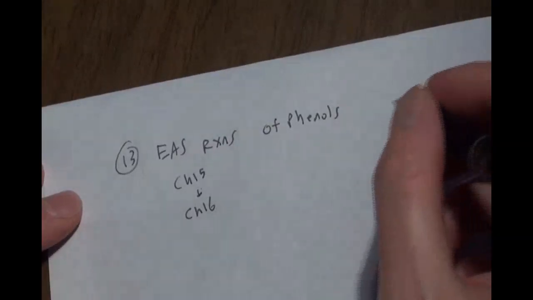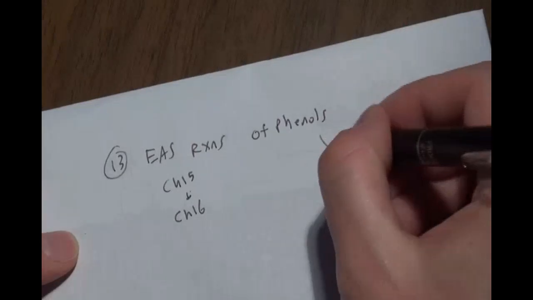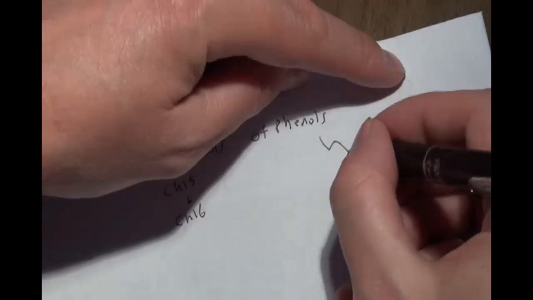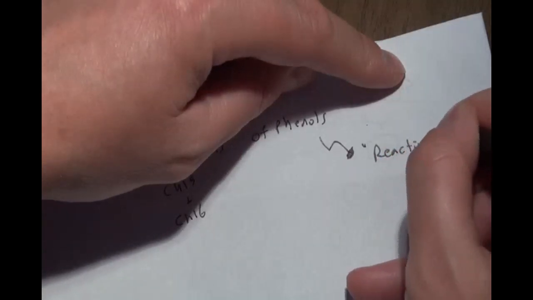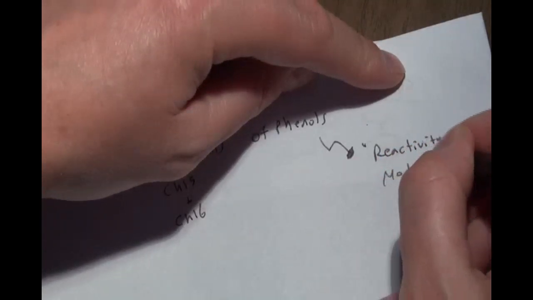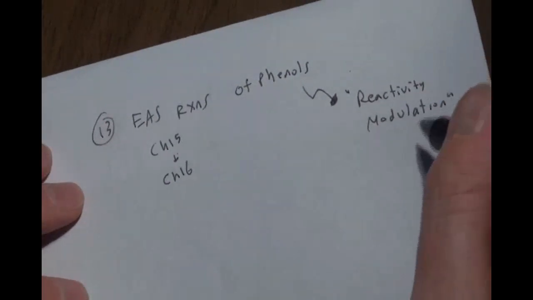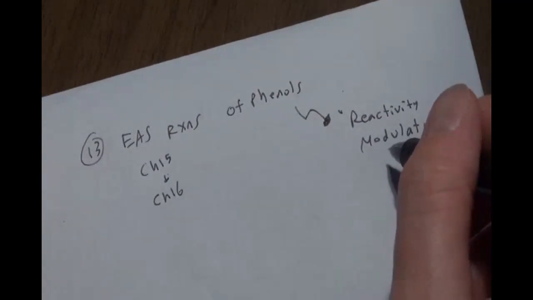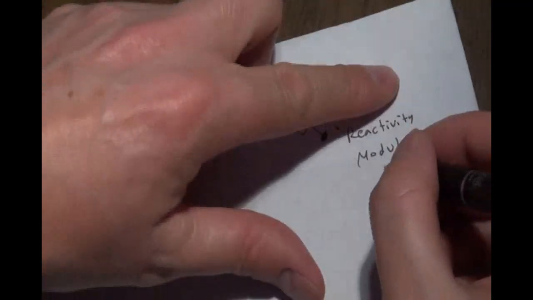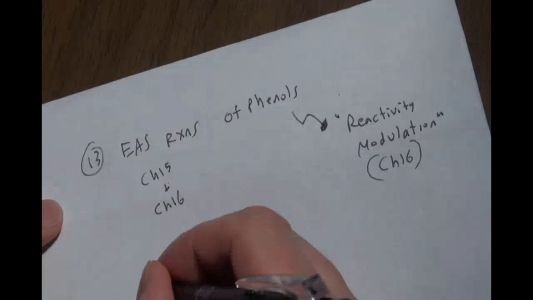So given a phenol, what kind of reactions can you do? EAS reactions of phenols. And we did talk about this before. It was the idea of reactivity modulation. Remember that? If you have a phenol, it's extra activated, and we need to decrease its activity. This is all chapter 16 stuff.